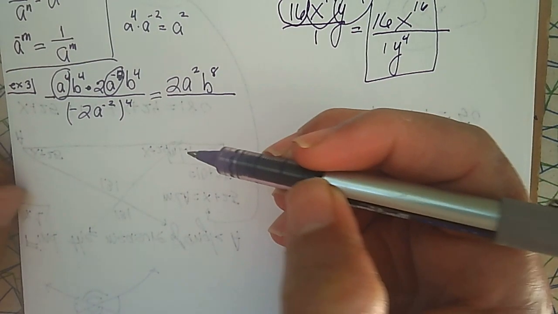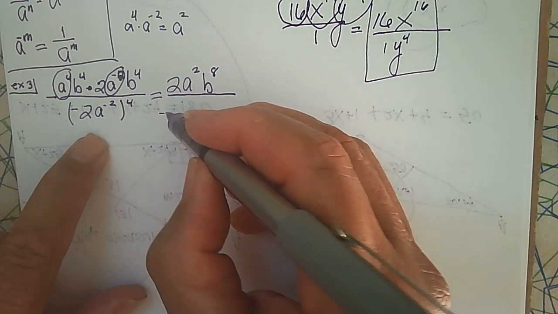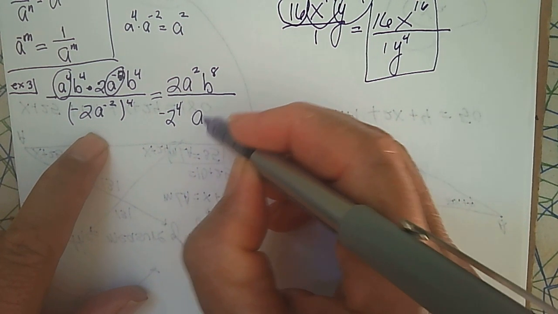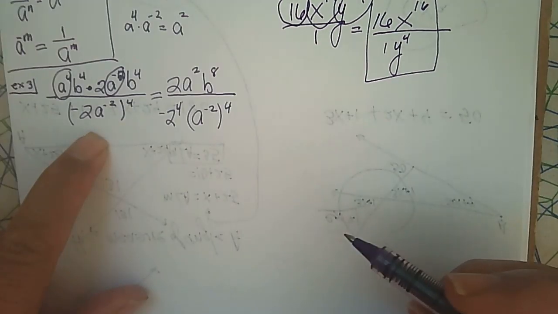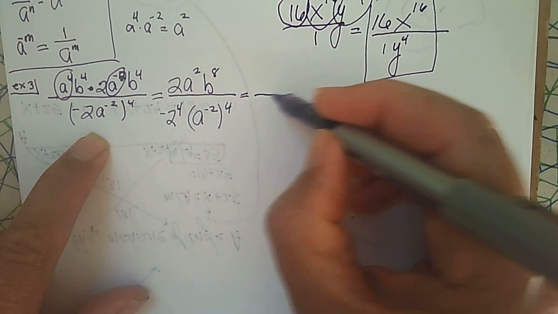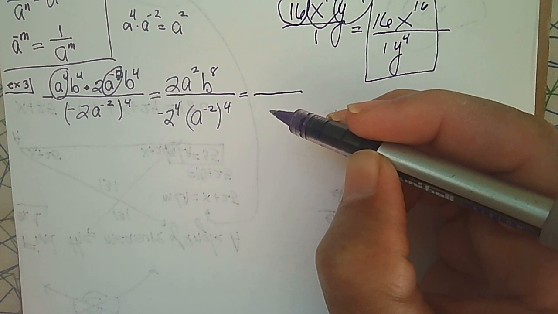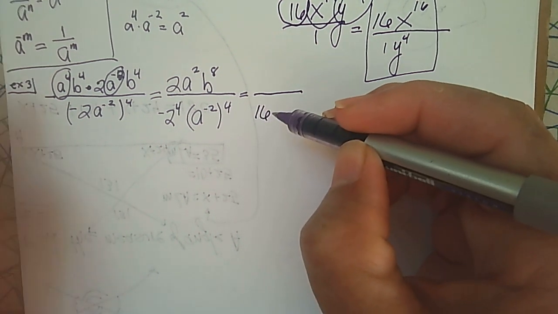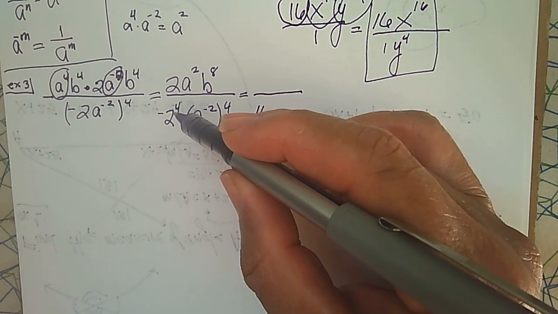Now on the bottom, everything inside the parentheses should be raised to the fourth power. You have negative 2 to the fourth power, a to the negative 2 raised to the fourth power. Okay, now simplify the denominator. 2 times 2 times 2 times 2, 4 times, that's 4, 8, 16. That is 16.